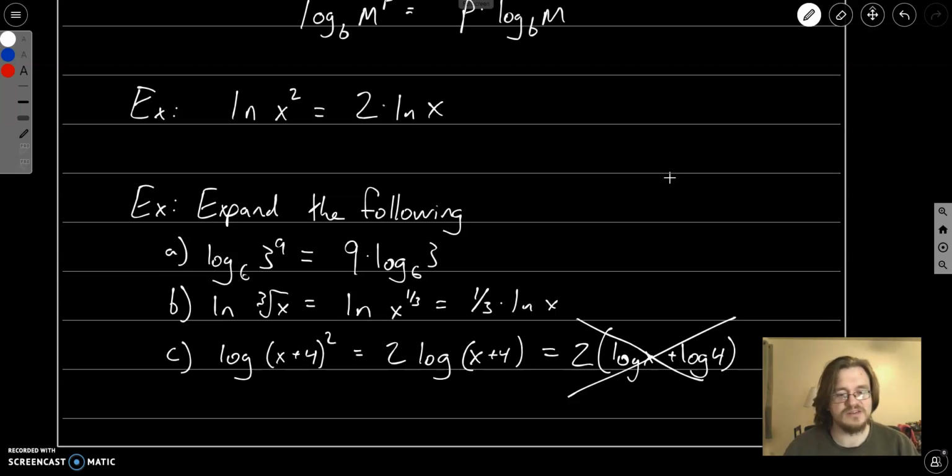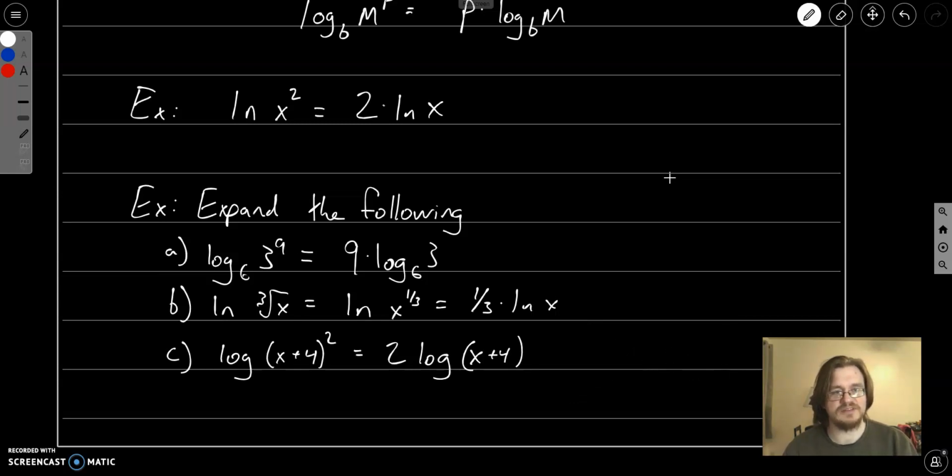The thing that we can turn into addition is multiplication. So if this was log of x times 4, I could pull that apart into addition. But anything being added together in the logarithm can't be pulled apart. So we won't look at this anymore because it's incorrect. So the log of x plus 4, this can't be expanded anymore. So all we can do is write 2 times log of x plus 4.